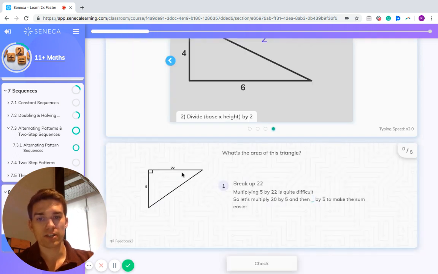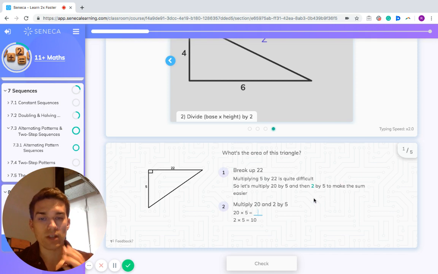So let's look at another example. Multiplying 5 by 22 is quite difficult. So if we partition 22 into 20 plus 2, we can do 20 by 5, and then 2 by 5, do those two multiplications, and then add them together to make it easier.